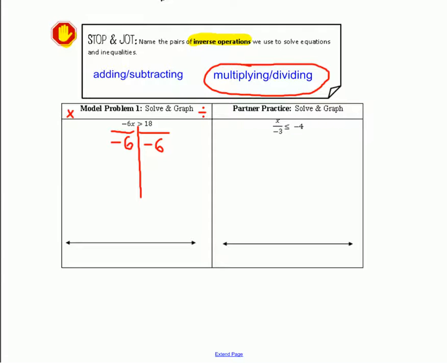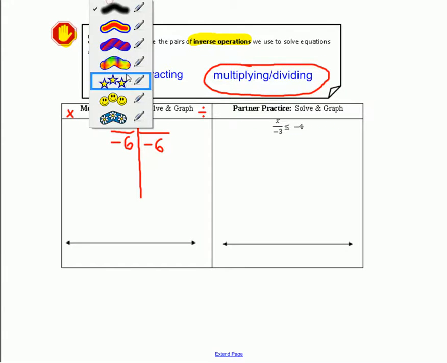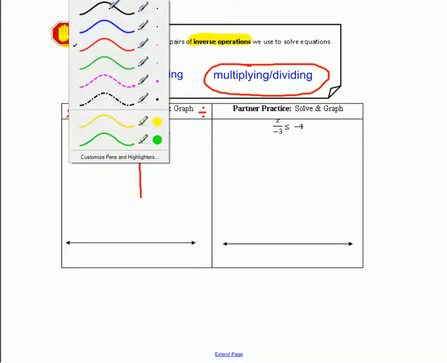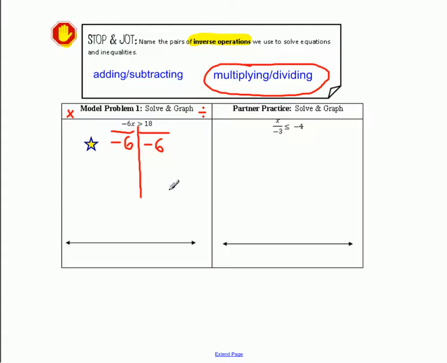Now, I have to put a little star next to my work. You can draw a star. Why am I putting that star there? I'll talk about that in a second. But I want to get back to the problem. -6 divided by -6 cancels out to +1. We know we can always write +1 here, we just don't normally. And on a multiple choice question, you probably won't see a 1 in front of x.